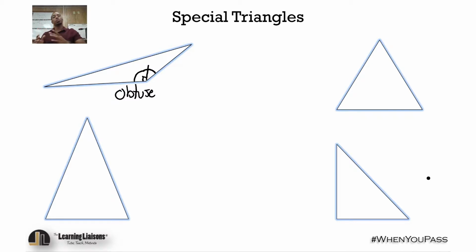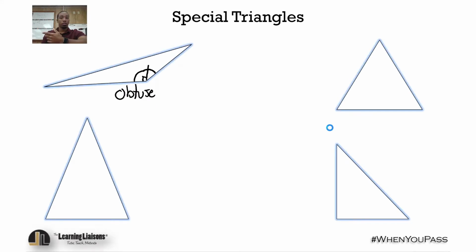All right, a triangle that has one side or one angle measure that's over 90 degrees, boom, we're going to call that obtuse. All right, if we have all three angle measures the same, or all three angle measures less than 90 degrees, either way, this will be called an equilateral triangle because all of the angle measures are the same.